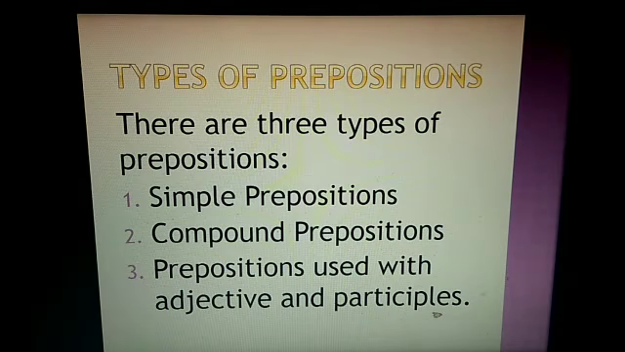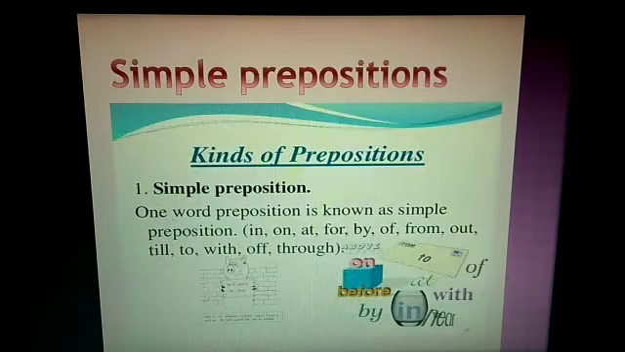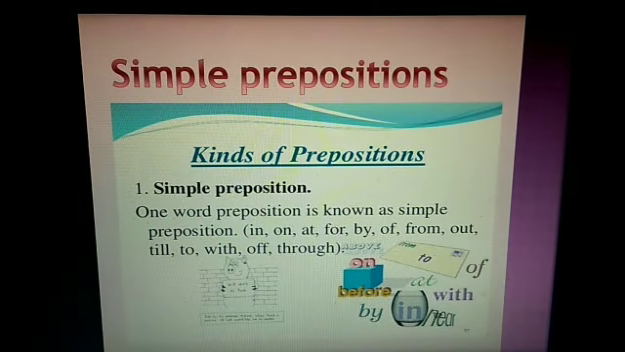There are three types of prepositions. First one, simple prepositions. Second one, compound prepositions. Third, prepositions used with adjectives and participles. First, we shall deal with simple prepositions. Simple prepositions are nothing but one word prepositions. Example: in, on, at, for, by, of, from, out, till, to, with, through.